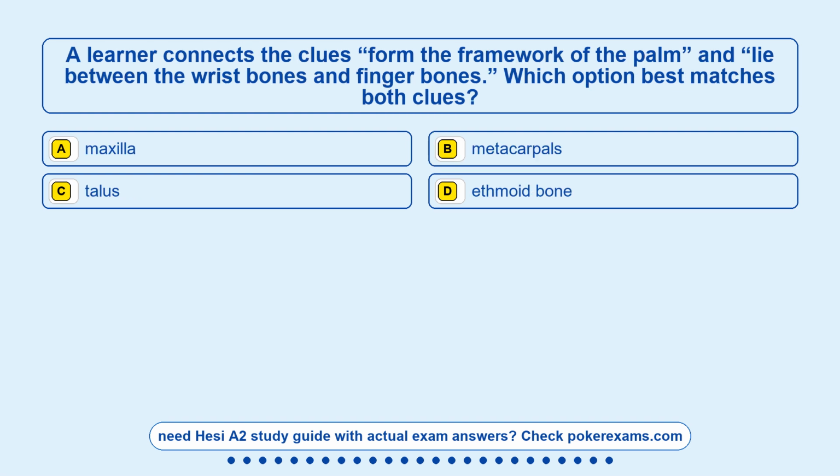Question 18. A learner connects the clues: they form the framework of the palm and lie between the wrist bones and finger bones. Which option best matches both clues? Option A, maxilla. Option B, metacarpals. Option C, talus.